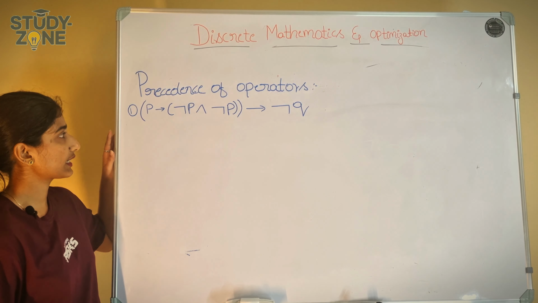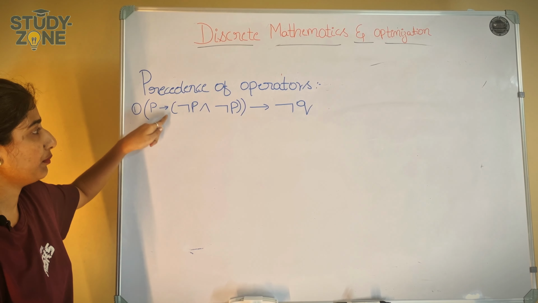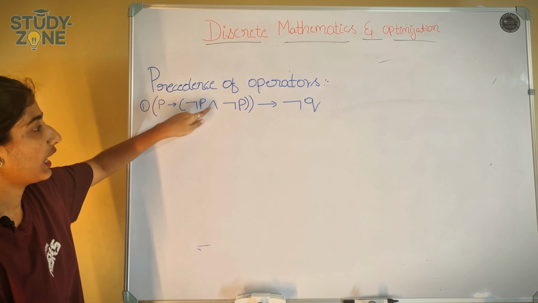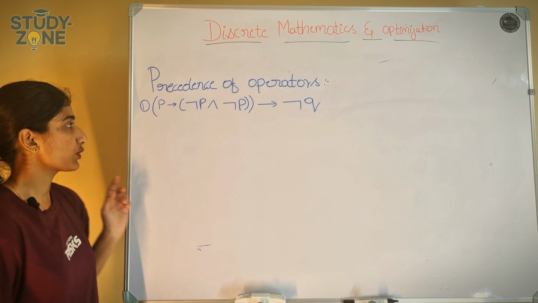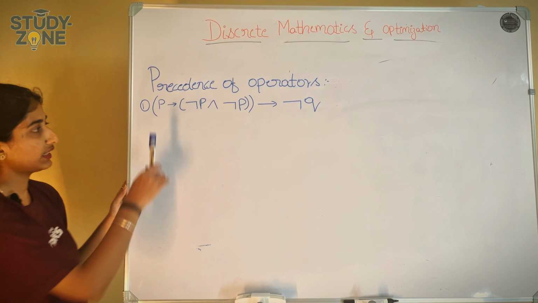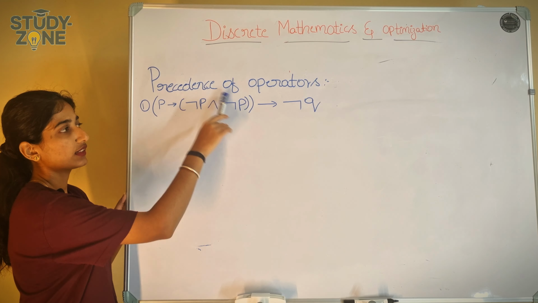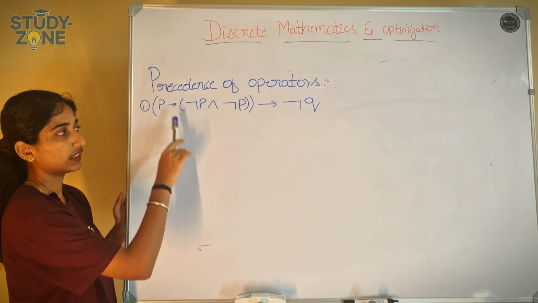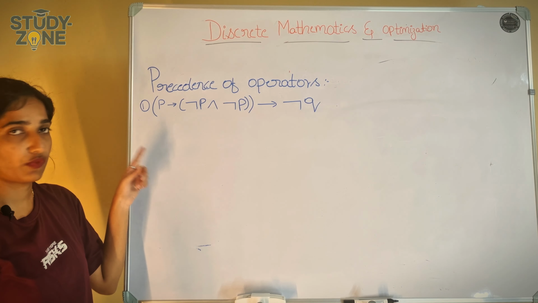So let us go through few examples. The first example is, first there is bracket, P implies not P and not P implies not Q. So we have to remember that when there is a bracket, we have to evaluate first the things which are inside the bracket, and then we have to evaluate the outer things, okay, and then the precedence of operator comes.